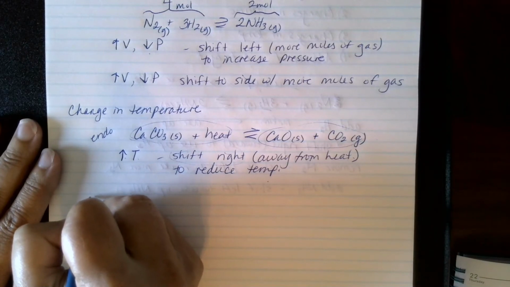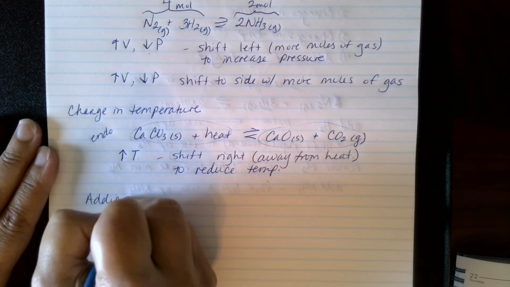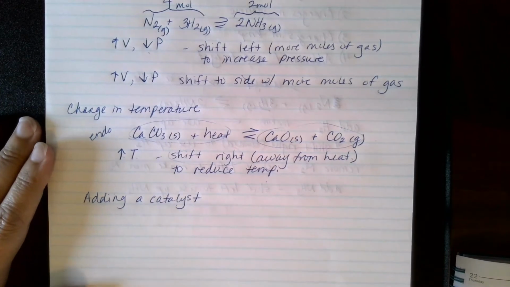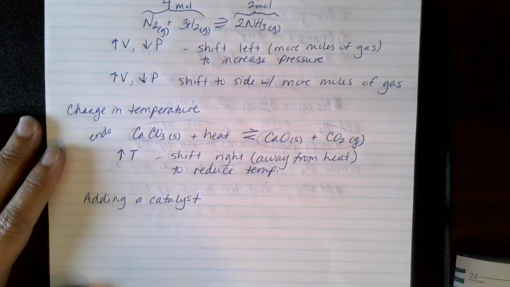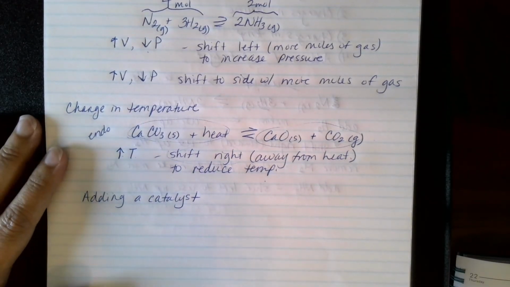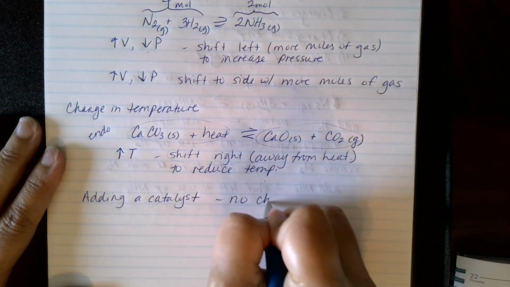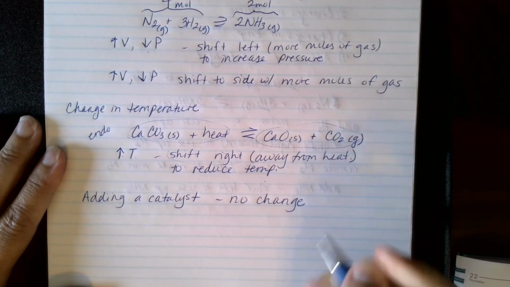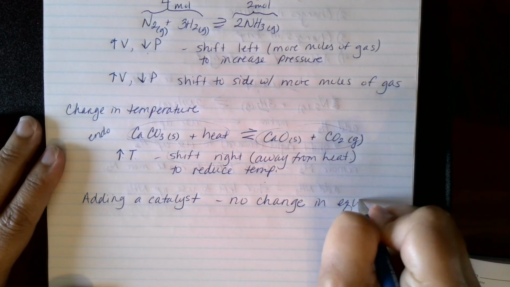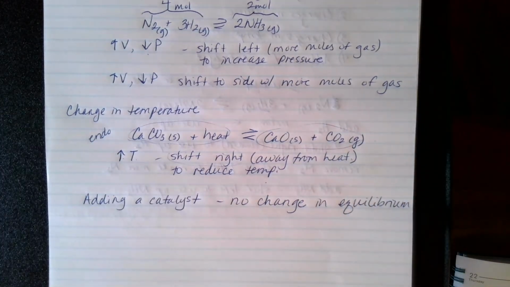Alright, and my last one is the addition of a catalyst. Now, if I add a catalyst, that makes the reaction go faster. Not only does the forward reaction go faster, but the reverse reaction goes faster as well. So in the end, nothing happens. The reaction goes faster, but it does not change the equilibrium. Okay, it just gets there faster, but it's not going to shift one way or the other.